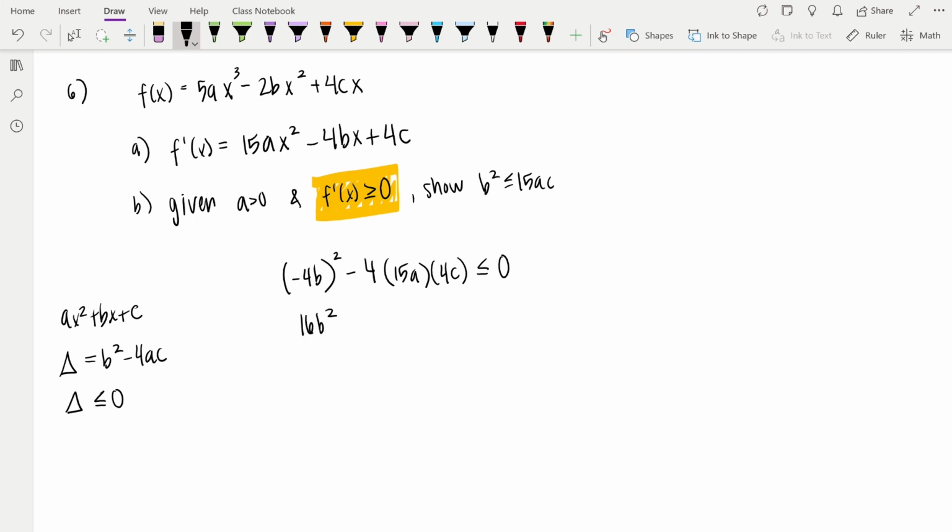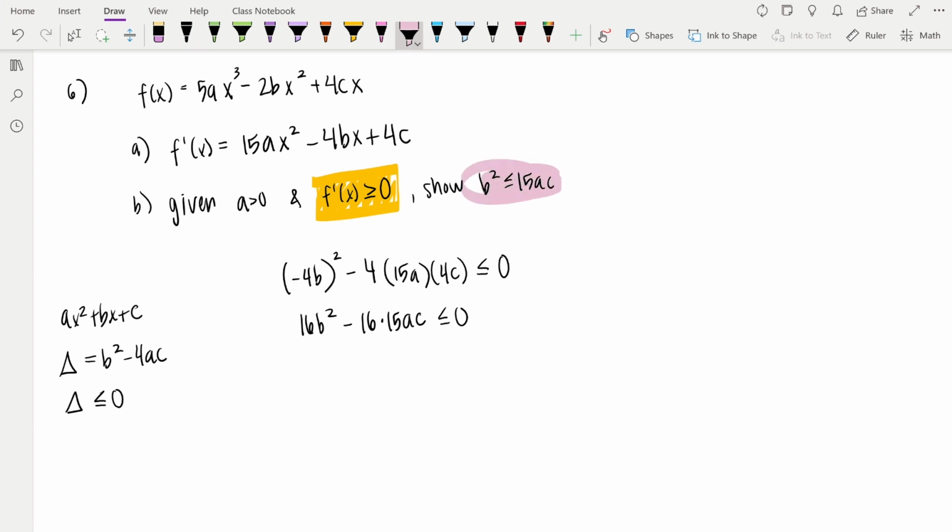So this is 16b squared minus 4 times 15. You know what? I can see here's a 16. I'm not going to expand this. It's going to be 16 times 15ac, the 16 coming from this 4 times this 4. This needs to be less than or equal to 0. I'm not trying to solve this. I'm just trying to get to here.